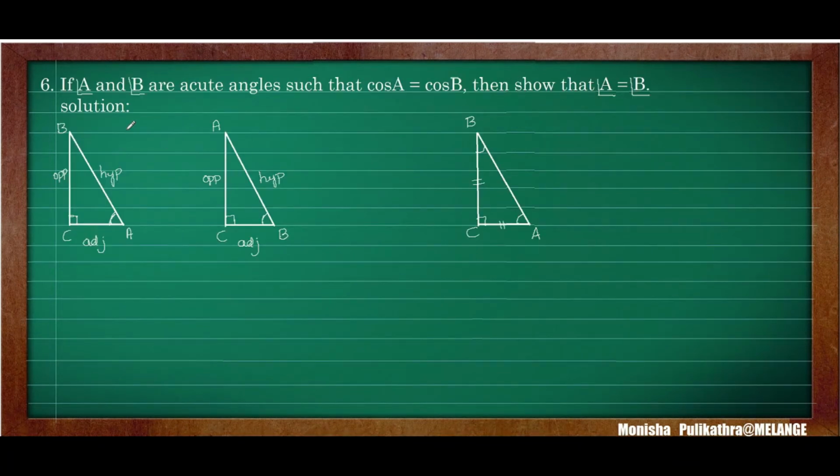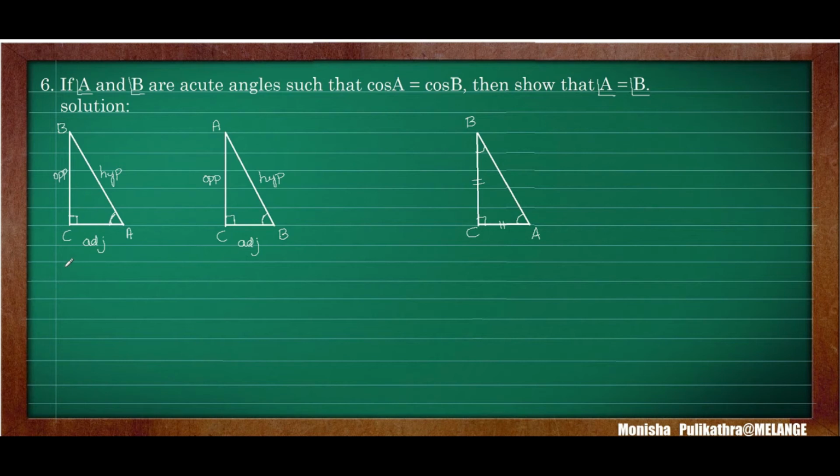Moving on to the sixth problem. If angle A and angle B are acute angles such that cos A is equal to cos B, then show that angle A is equal to angle B. Okay, so here I have drawn two separate triangles in order to make you understand that here A will be the angle and here B will be the angle. So two separate triangles I have taken.